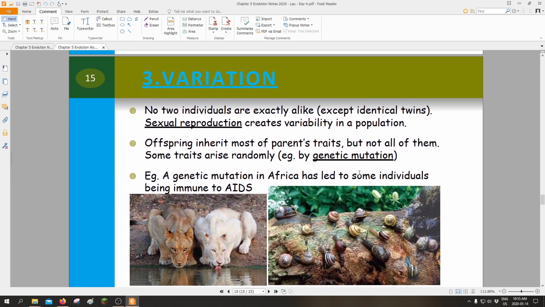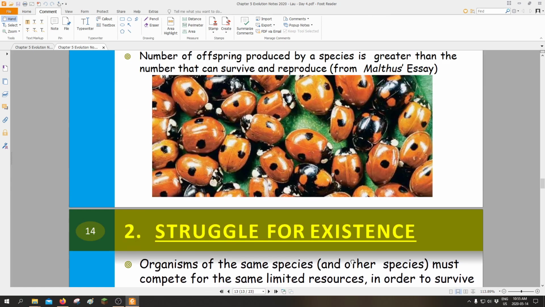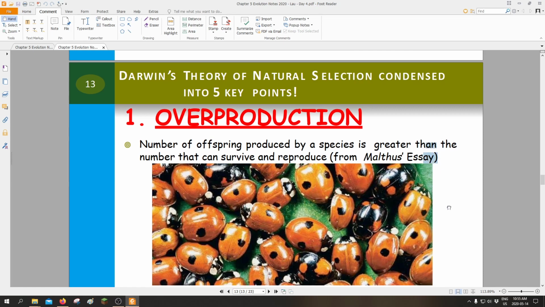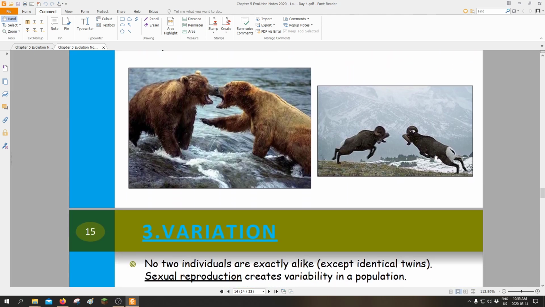So let's continue on. By the way, I want you to think of these 5 points as 5 points that exist at the same time. It's not a series of steps. It's not like, oh, because there's overproduction, there's then going to be competition, and then because of competition, there's going to be variation. No. I want you to think about all this at the same time.